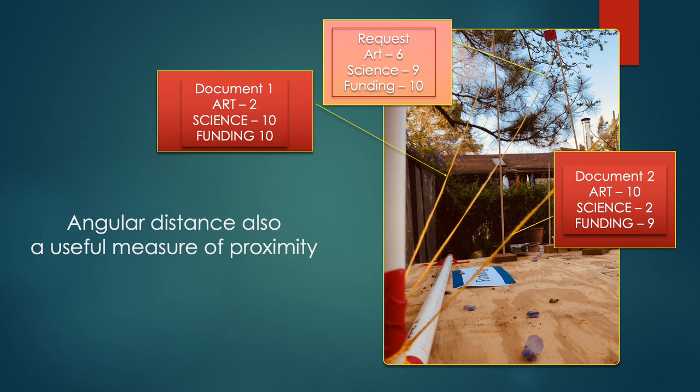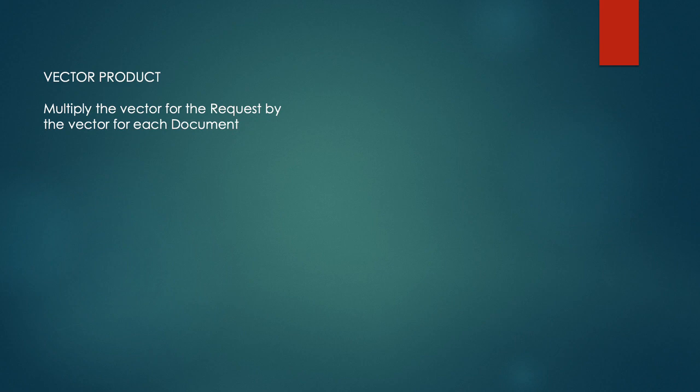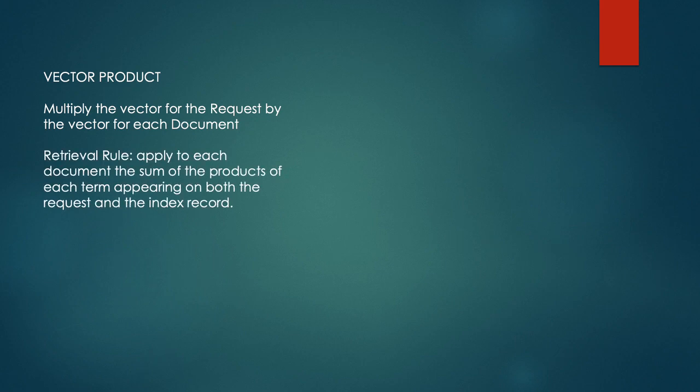There are other more sophisticated reasons for doing this. I just want to point out how it's done. Not unlike what we did earlier, except we're doing it in 3 dimensions. So the vector product: multiply the vector for the request by the vector for each document. Retrieval rule: apply to each document the sum of the products of each term appearing on both the request and the index record. That's what we did.